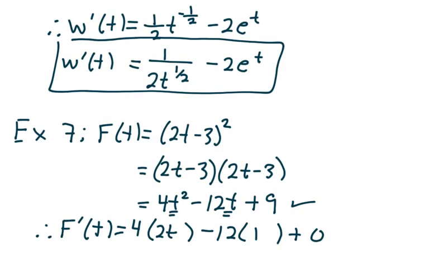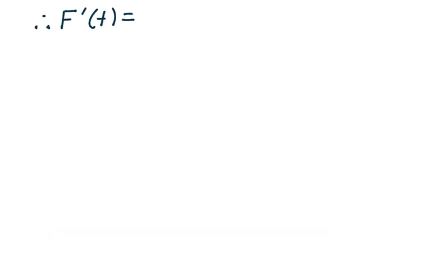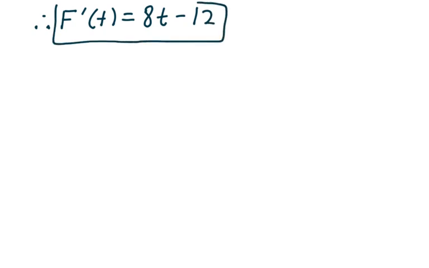If I go to simplify, I get the following. f'(t), so let's go back. 4 times 2 is 8, right? So I get 8t - 12. And that's example 7. Let's take a look at example 8.